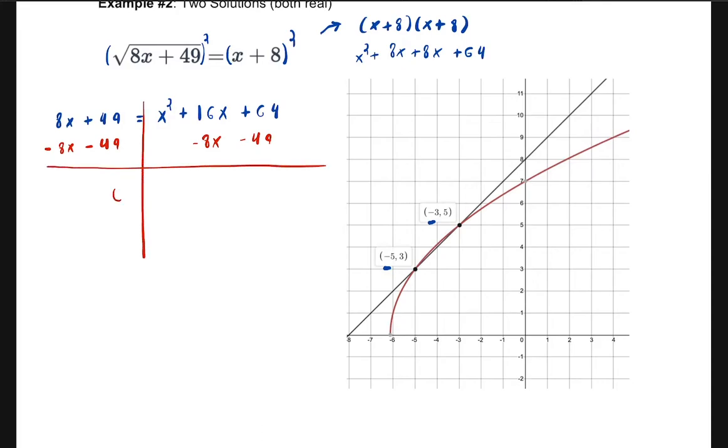What that leaves us with is nothing on the left. 0 is equal to x squared plus 8x, 64 minus 49 is going to be plus 15. And so what we'd have here, the reason we do this, remember, is that we can now factor. This is x plus 3 times x minus 3.